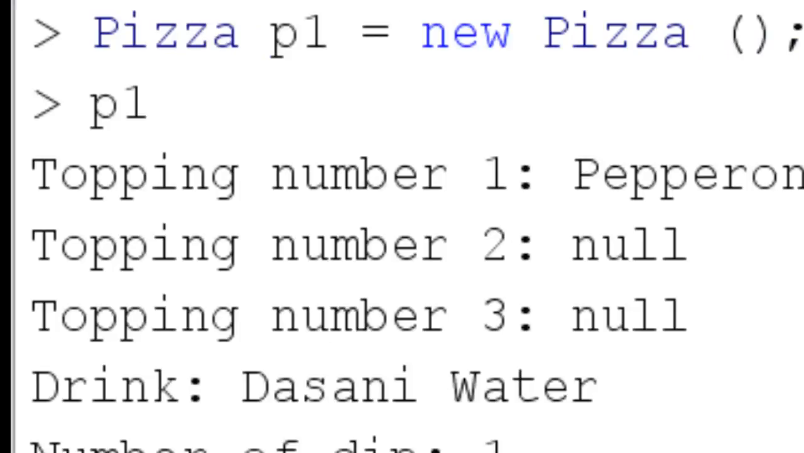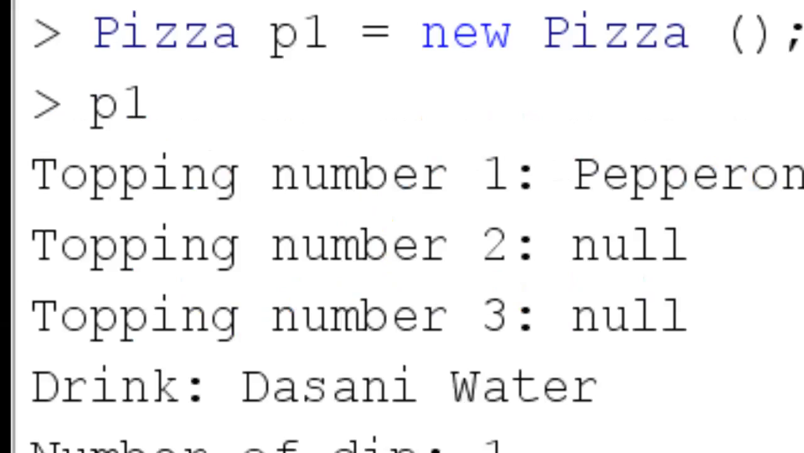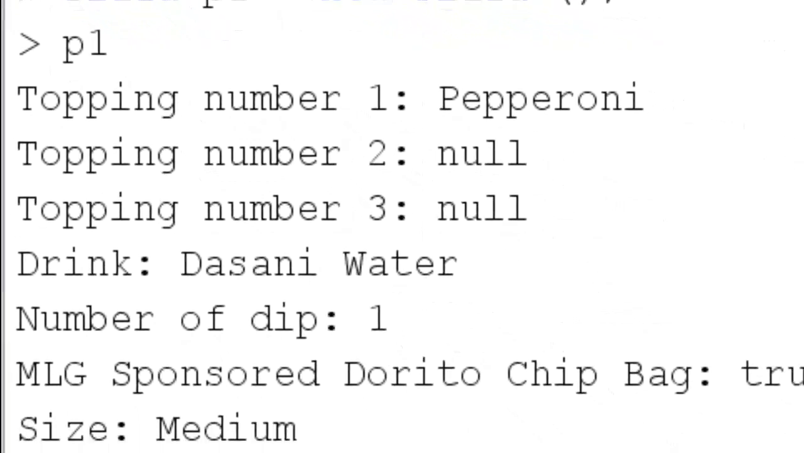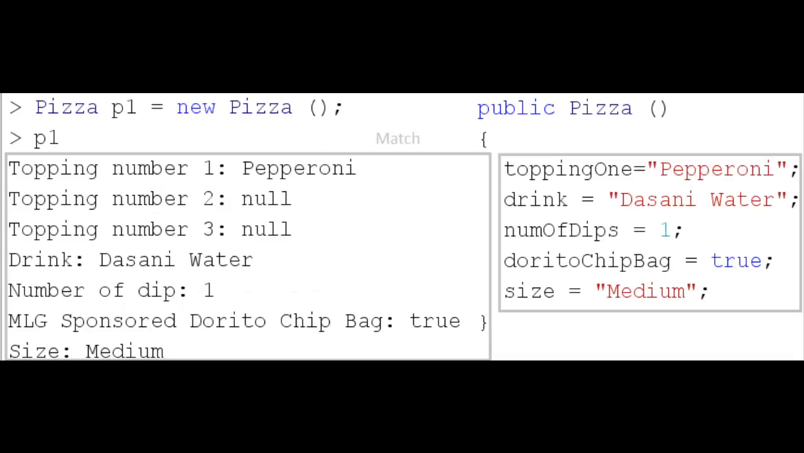Now let's write Pizza P1 gets Pizza brackets. This is how you call the constructor. This is the difference from a regular instance method. The other instance method uses the format implicit value followed by dot, method name, then parameter list, whereas the constructor is called by writing the pizza object, so that's P1, followed by the word new and the object, then the parameter list. So now let's see if the values of P1 match our default constructor. And yeah, it does. Let's move on to the second constructor.